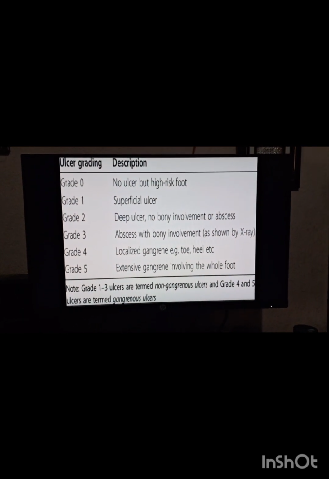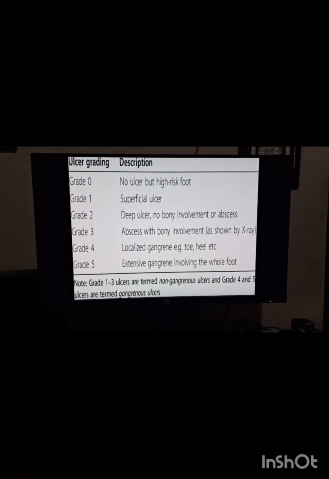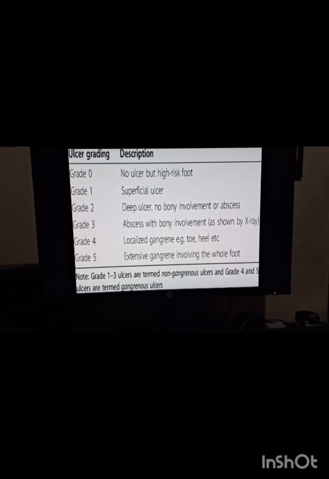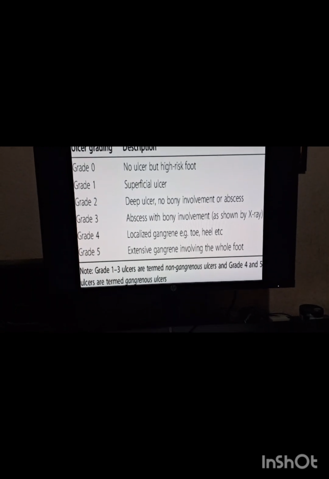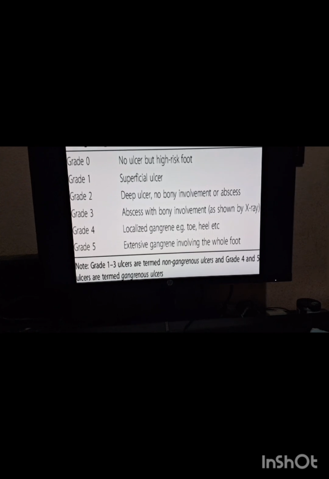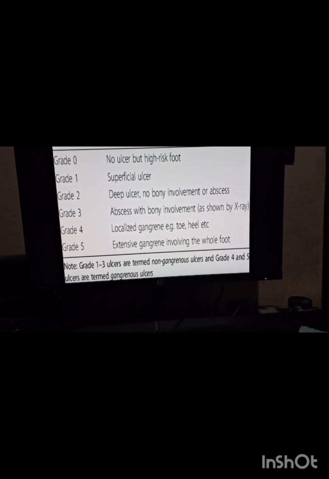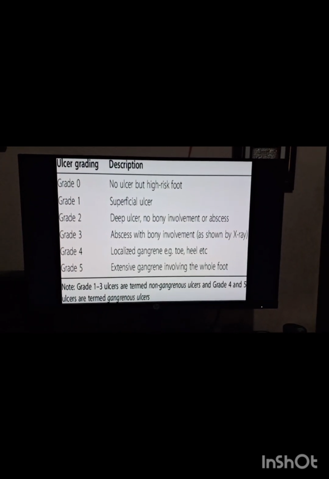Now, what is the grading of ulcer? When you see a patient with an ulcer, it's very important to grade the ulcer to understand the difficulty of management of the ulcer. So, what are the grades of ulcer?